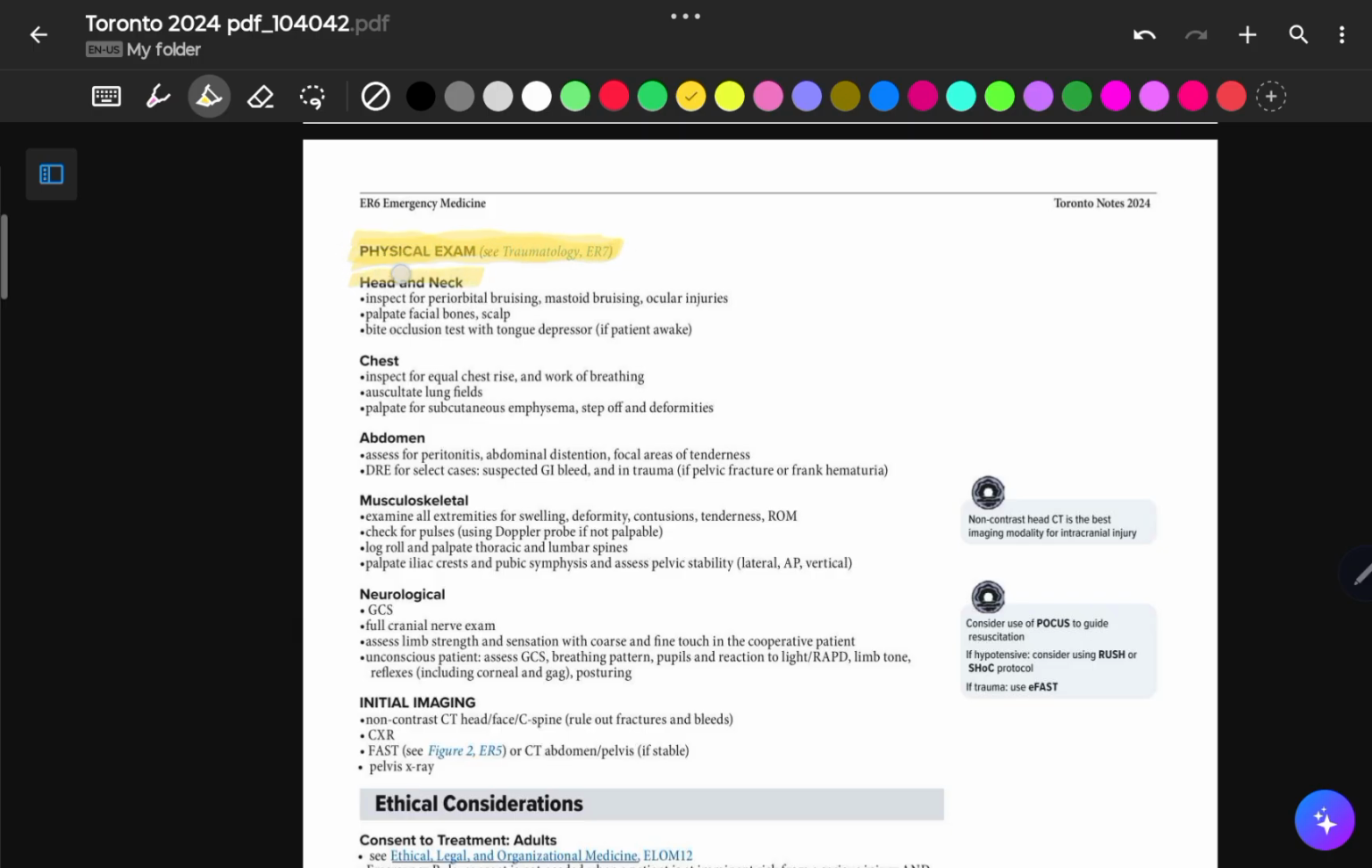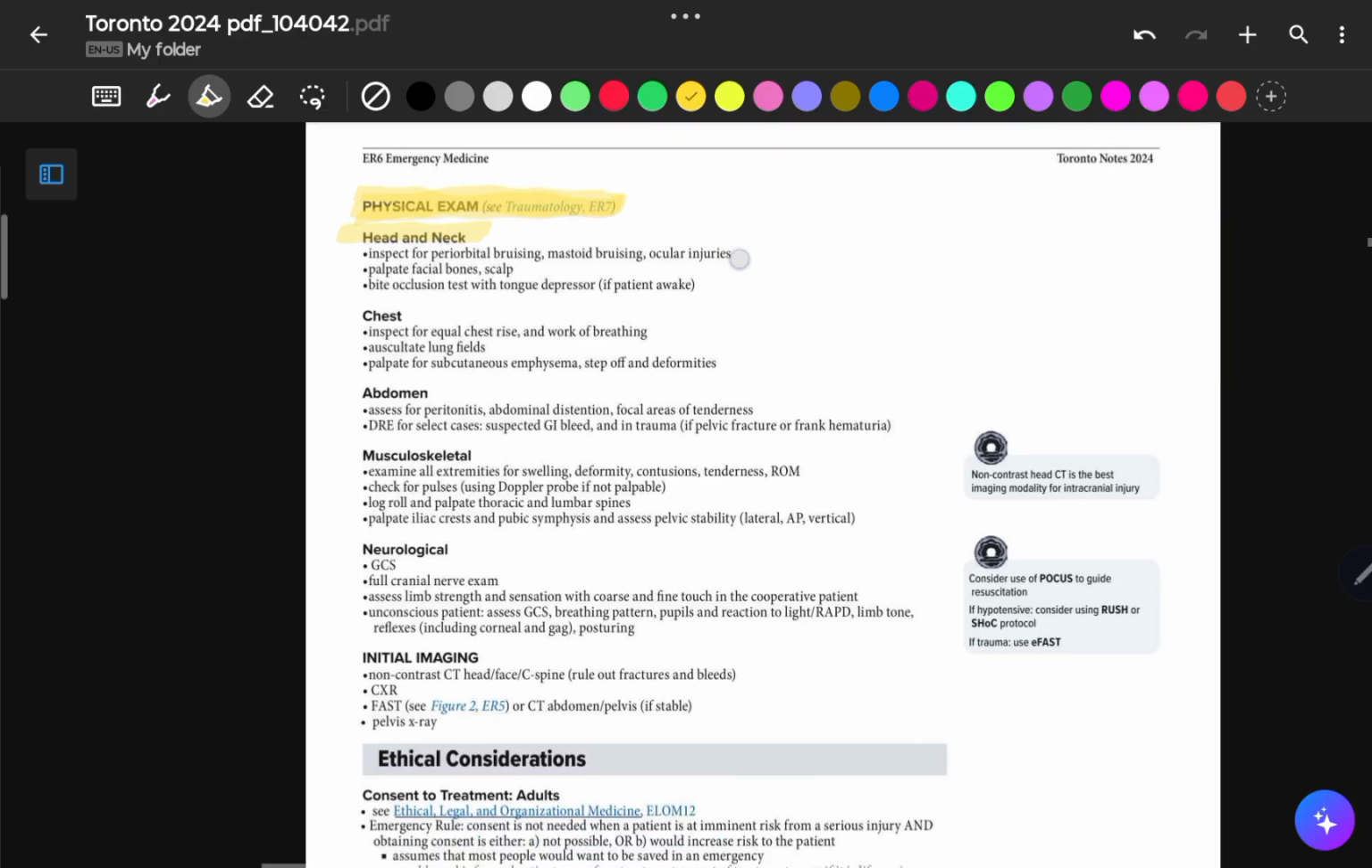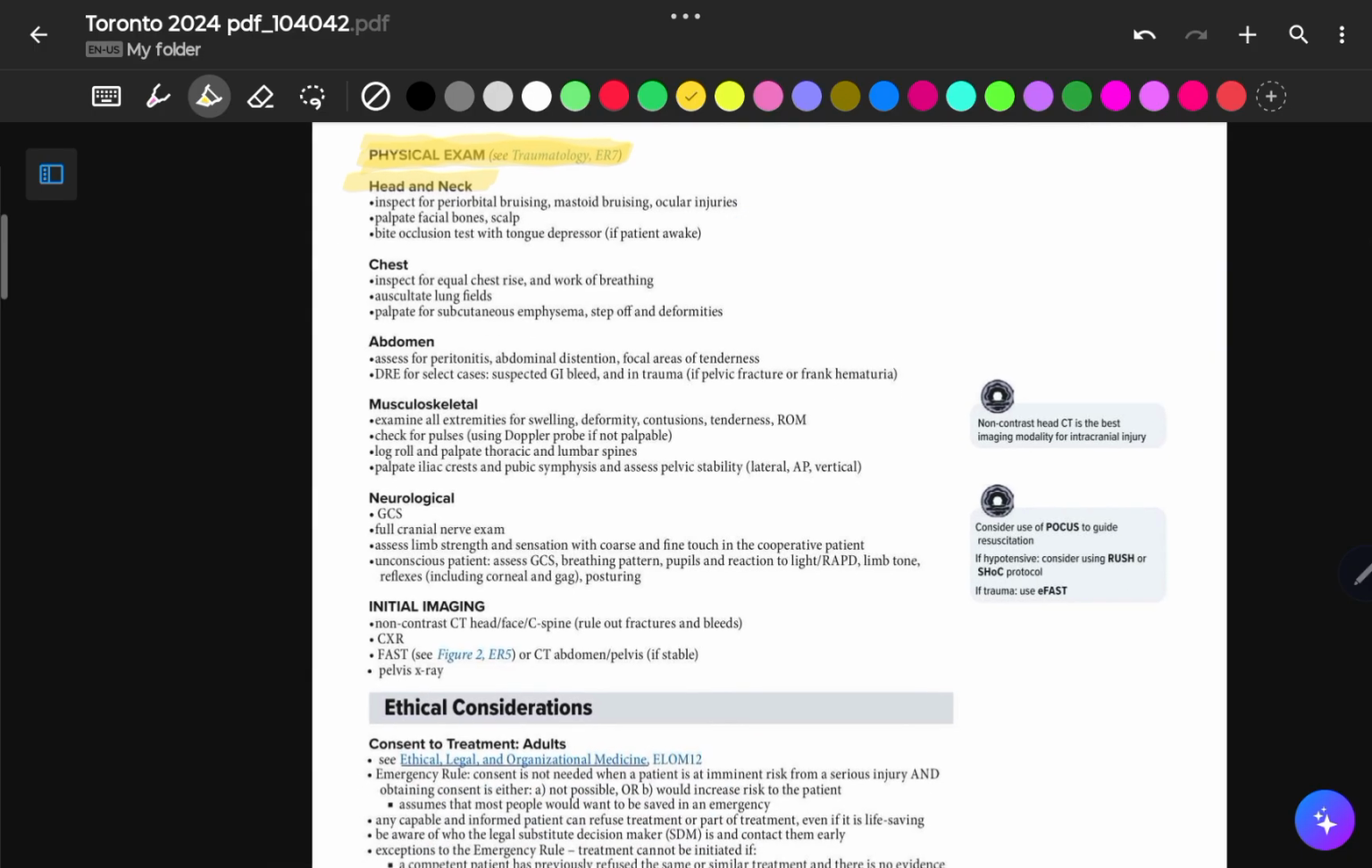The first thing we're going to look at is the head and neck. You want to inspect for any periorbital bruising. Remember, you're also checking for basal skull fracture. What will be the sign? Obviously, you're going to check for any mastoid bruising, any ocular injury. You want to palpate for any facial bone. You want to check the scalp, any bruise, any lacerations, any hematoma. Any bite occlusion test with the tongue depressor if the patient is awake.